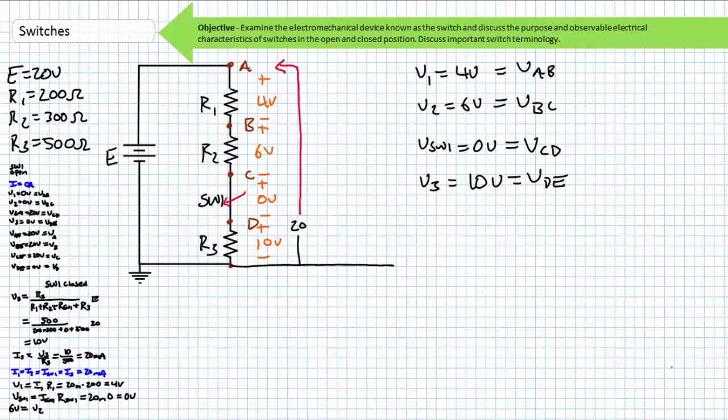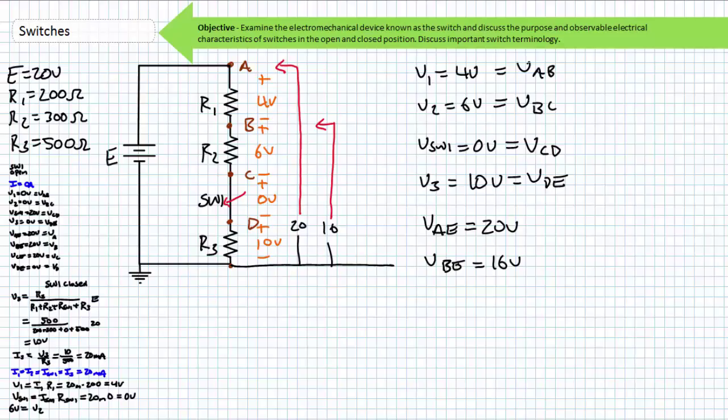Now again, consider these nodal voltages using common frame of reference. If the source provides a rise of 20 volts between node A and E, and R1 drops 4 volts from A to B, it can be said that node B is only 16 volts higher than node E. Therefore, VBE equals 16 volts.